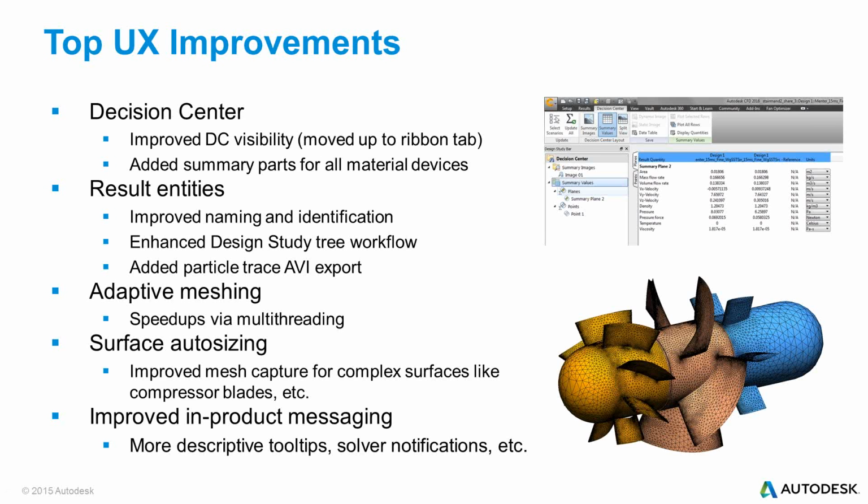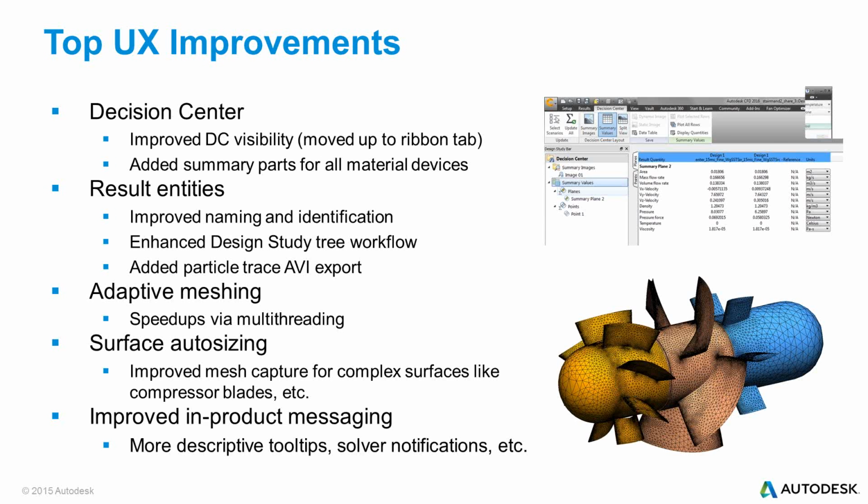We improved all the in-product messaging, so the tooltips are much more descriptive, and solver notifications. So if something wasn't set up right in the model, we tried to intercept that and give you not just a, hey, it didn't run, but it didn't run because of X, Y, or Z. That's always an ongoing process, but we tried to really improve the in-product messaging.